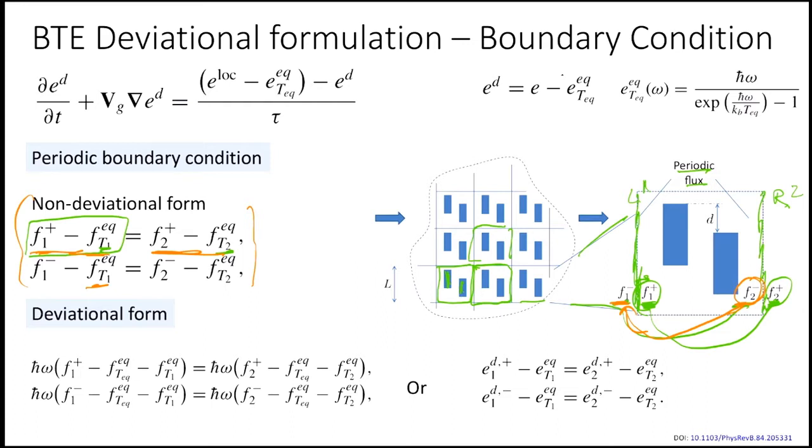So is it clear to everyone? No, sir, a little bit confused here. Yes, sir. Which part are you confused about? Are you confused in writing this part, the non-deviational form that you are writing here? Yeah, it's not clear yet. Yes, sir. Okay.